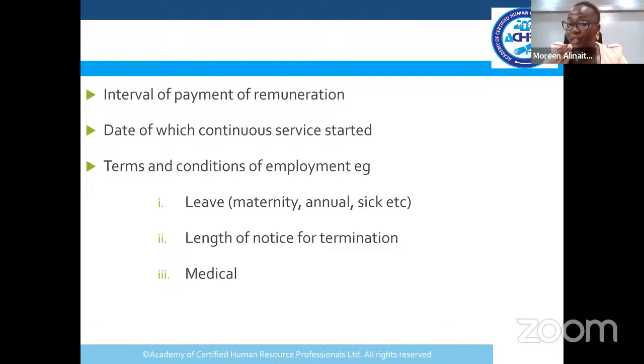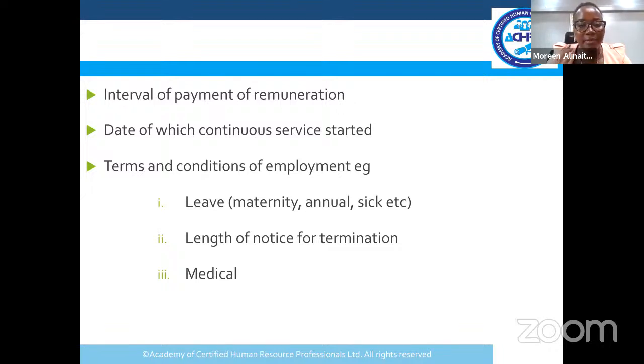But there are people who prefer to take their advance, so pay them the advance. Date on which continuous service started. For example, if you're paying every 1st of the month or every 30th of the month, it should continue like that, so that it's easier for you.